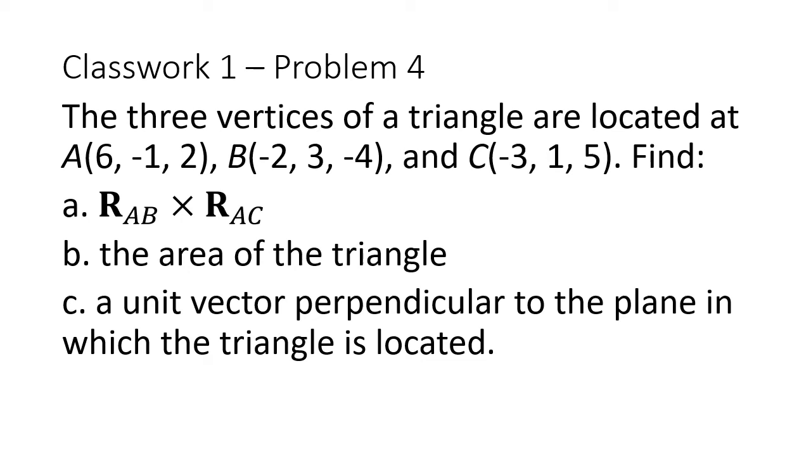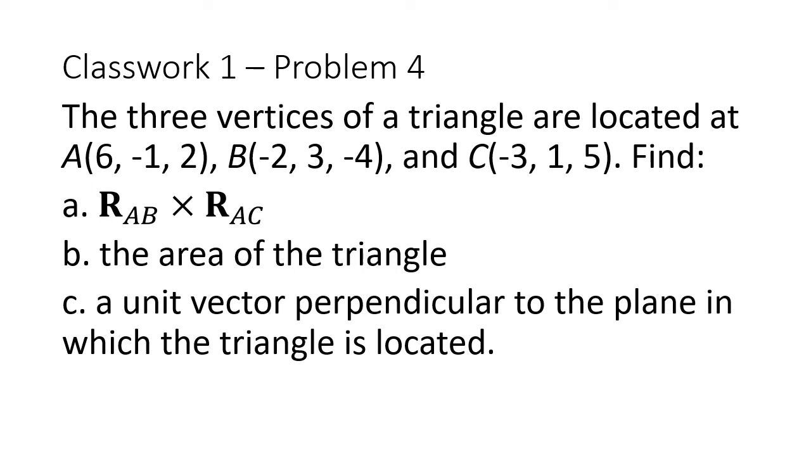Okay, hello. So this is the solution for problem number 4 of classwork number 1. Same ang given niya dun sa problem number 3. The three vertices of a triangle are located at the points A, B, C with coordinates (6, -1, 2), (-2, 3, -4), and (-3, 1, 5) respectively. Find letter A, the cross product of vector R extending from point A to point B, and vector R extending from point A to point C.